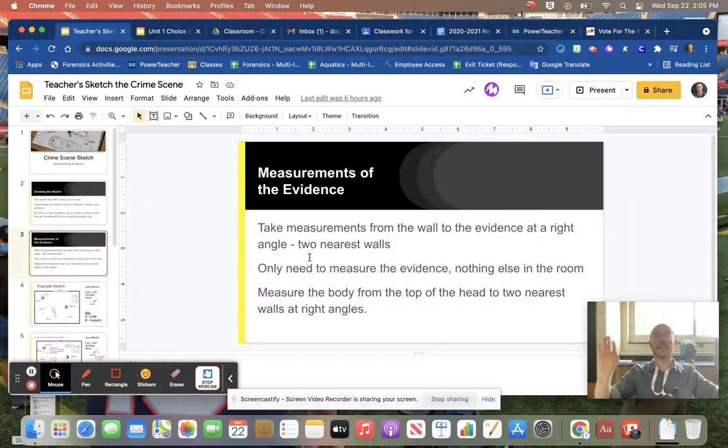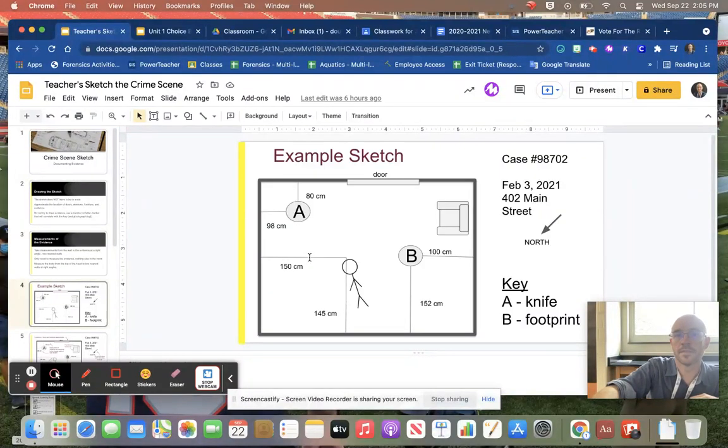I laid down on the floor in one of the classes today, and we said how if we were measuring it, one measurement would be to the back wall, and the other one would be to the other side. And we would get a little something that looks like this. So here's an example of a sketch.